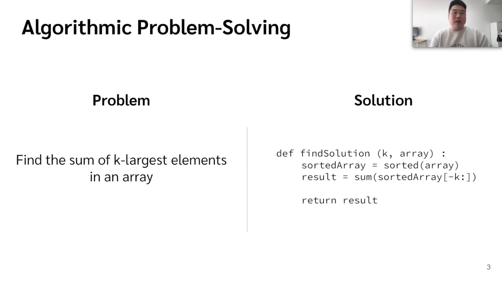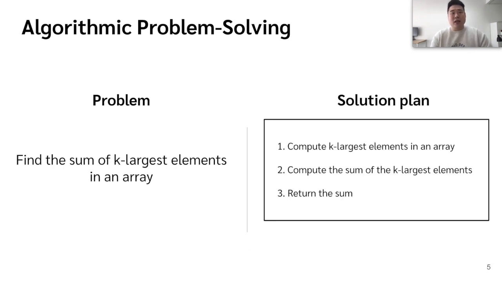Because of the complex nature of algorithmic problem solving, planning is really important. What I mean by planning is basically how to solve the problem. In our case, for example, one of the plans would be like this. First, compute the k largest elements in an array. Second, compute the sum of the k largest elements. Then return the sum. That would be the plan. Of course, we have to think about how to exactly compute the k largest elements in an array to come up with a more complete plan.